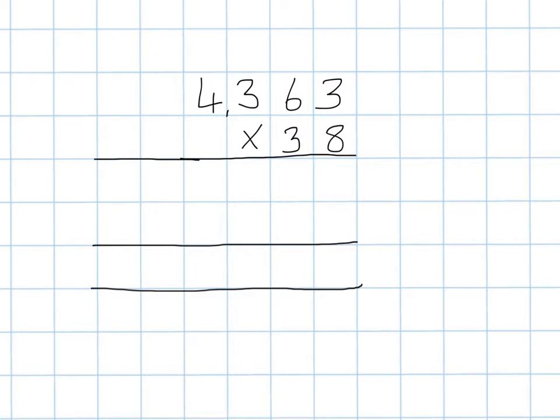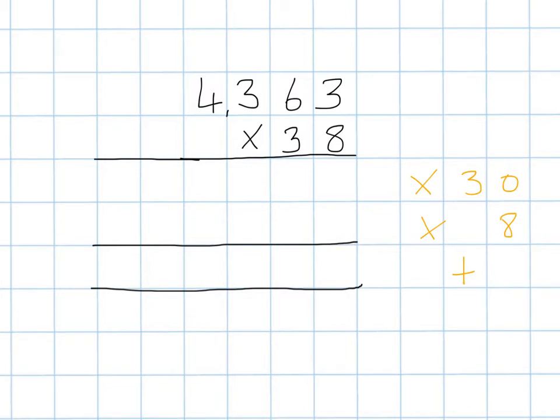Now things get more difficult when you need to multiply by a multiple of 10 beyond 10 itself. In this case, multiplying by 30 when we multiply by 38. We're going to do the same 3 steps, however. We're going to multiply 4,363 by 30, then by 8, before adding the 2 subtotals together.